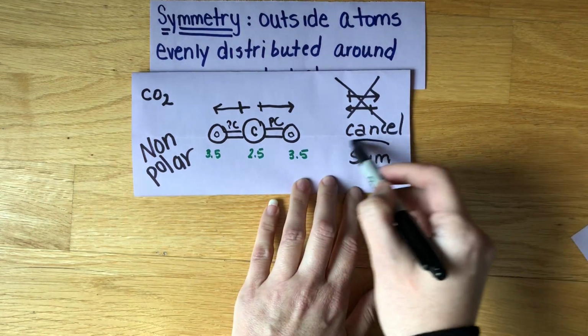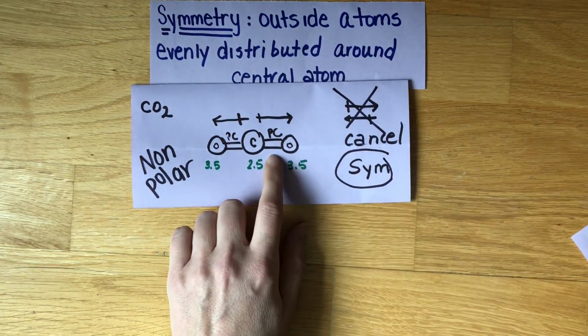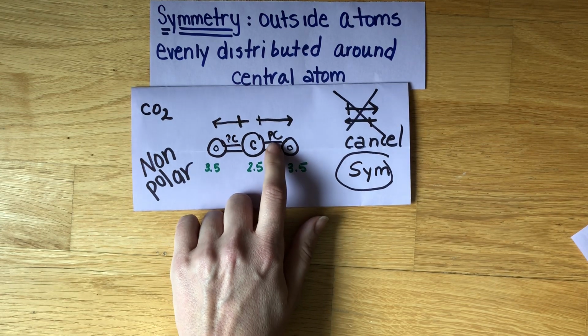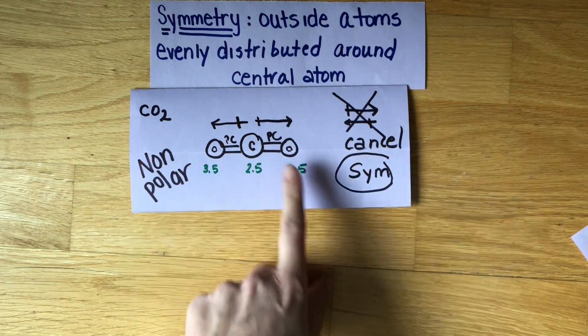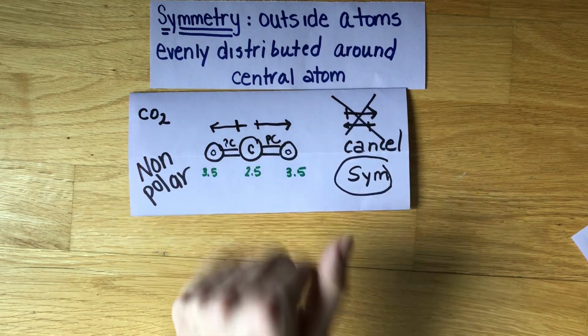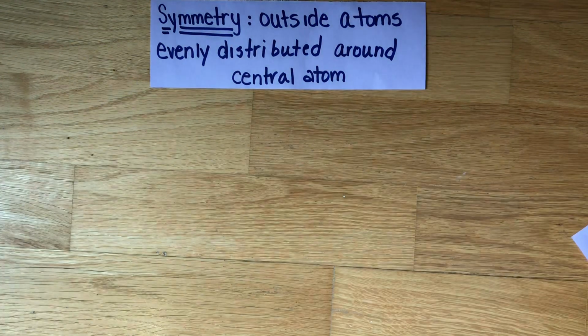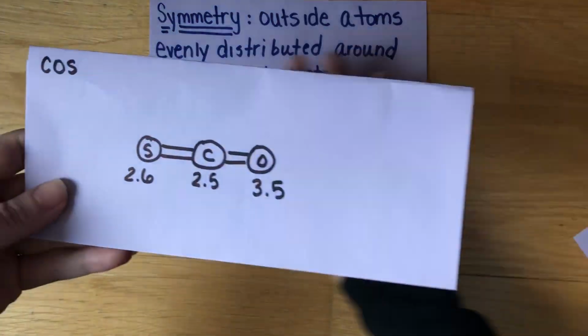So now we put together something about nonpolar molecules. They have to be symmetrical, but their bond doesn't necessarily have to be nonpolar. So it could be polar or it could be nonpolar. So the bond can go either way on this one, okay? All right, let's look at our last example here.